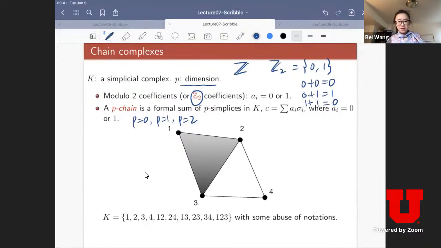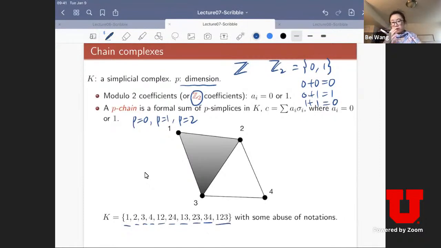Okay, so let's look at this. First of all, the picture I'm drawing is a simplicial complex. This simplicial complex has 4 vertices: 1, 2, 3, 4. It has 5 edges: 1-2, 2-4, 1-3, 2-3, 3-4. It has 1 triangle, which is 1-2-3.